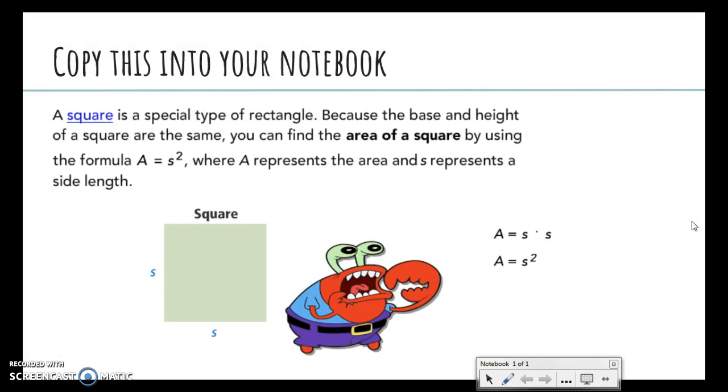Alright, copy this one into your notebook as well. A square is a special type of rectangle. Because the base and height of a square are the same, you can find the area of a square by using the formula area equals side squared, where A represents the area and S represents the side length. Okay? So look at me here. Usually you would have your base down here and your height here. So it is like base times height, but you don't have to do that for a square. All the sides are equal, so basically you're just doing side times side, or side squared.